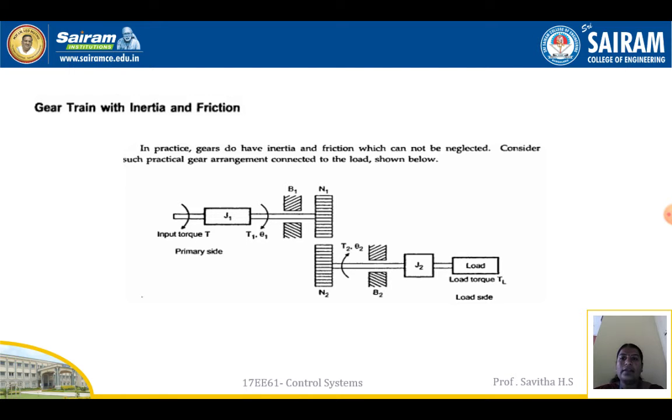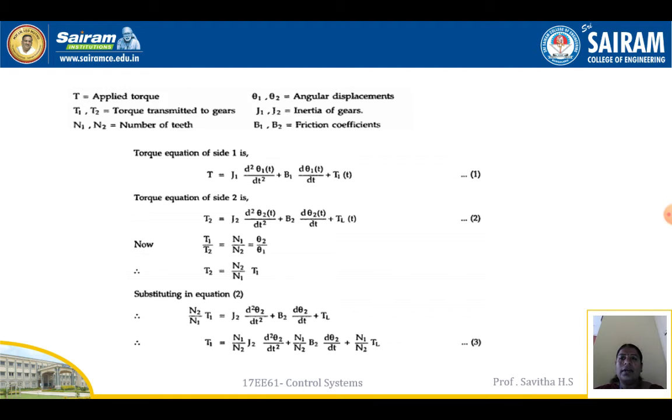Gear train with inertia and friction. In practice, gears do have inertia and friction which cannot be neglected. Consider such practical gear arrangement connected to the load as shown in the figure. So you can see in the diagram load side. T is the applied torque, T1 and T2 are the torque transmitted to gears and N1 N2 are number of teeth. Theta 1 theta 2 are angular displacement, J1 J2 are inertia of gears, B1 B2 are friction coefficients.